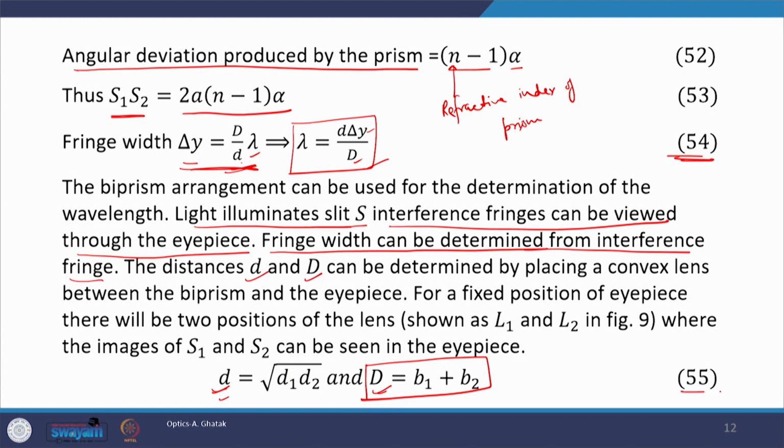So, using equation number 55 we can calculate capital D and small d. And again using micrometer reading we can calculate the fringe width. Once all the quantities are known, we can calculate the wavelength. This is one of the applications of this interferometric setup.